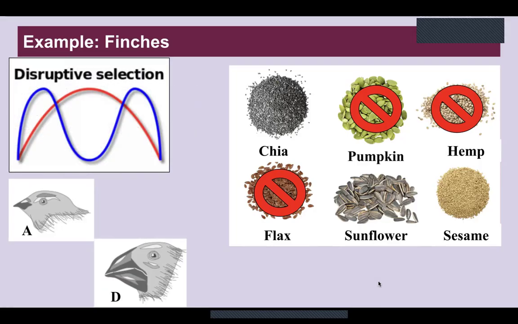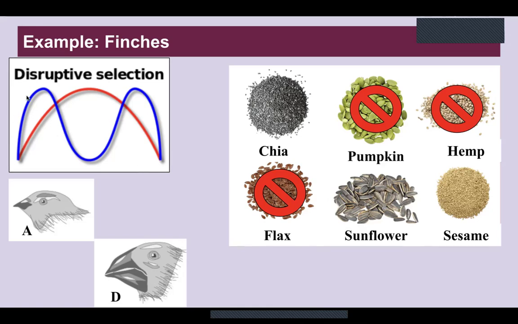Hopefully, you were able to identify that bird A and bird D, the huge beak, would probably have the best luck at eating the sunflower seeds, and this teeny tiny beak would probably be able to pick up these really small chia seeds and sesame seeds and be good at eating those. The intermediate types with the medium-sized beak, their beak would probably be a little too large to eat the small seeds, a little too small to eat the really big seeds.